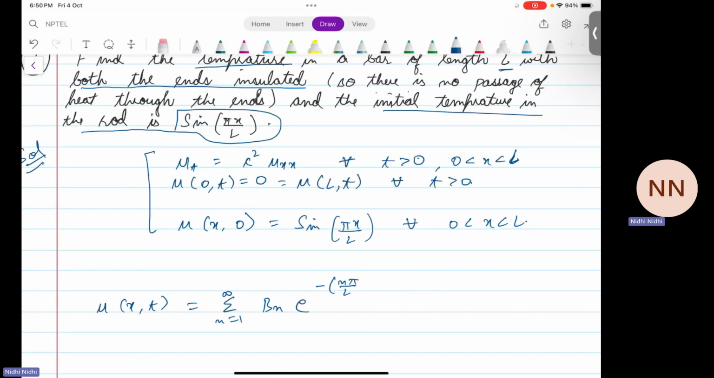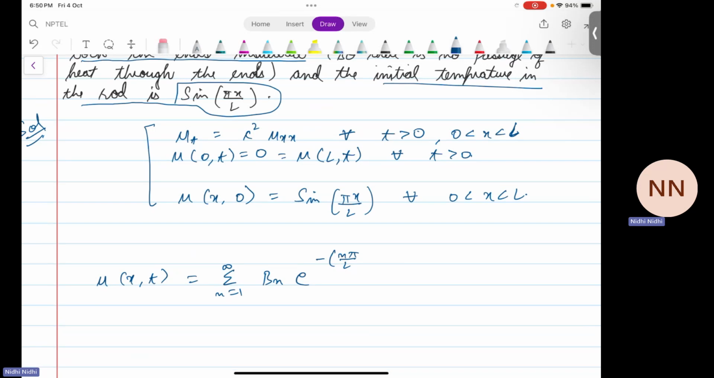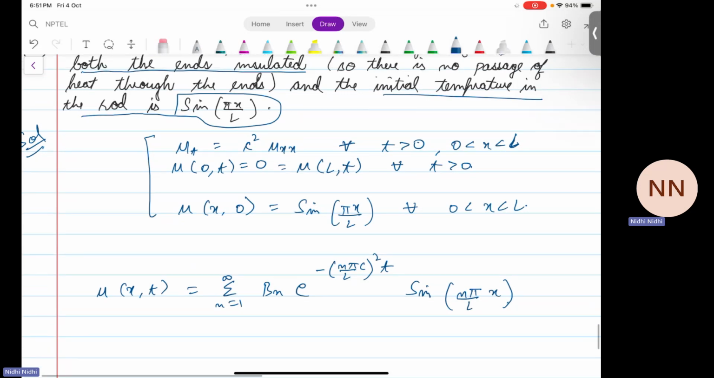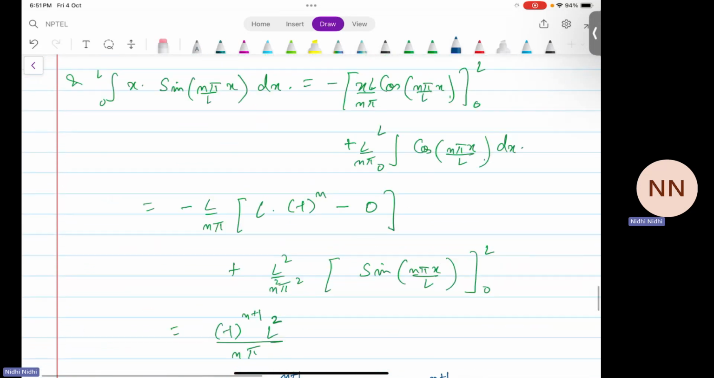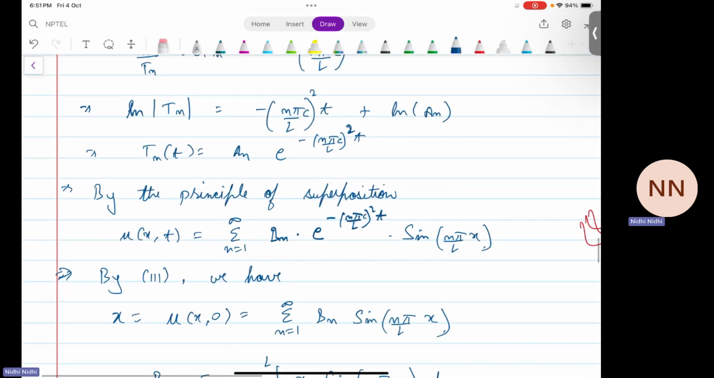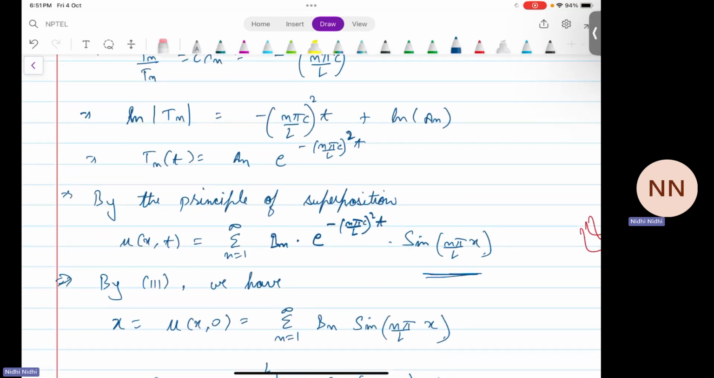I would like you to go through all these steps once again and reach up to the point where we get u(x,t) equals summation n from 1 to infinity bn times e to the power minus n pi c square times t, sine n pi by l times x. After that, we'll be using this condition u(x,0) equals sine pi x by l to get an explicit form for our solution. I'll wait for 10 to 15 minutes so that you can go through all these steps once again and reach up till this point. Till here, everything will be the same.